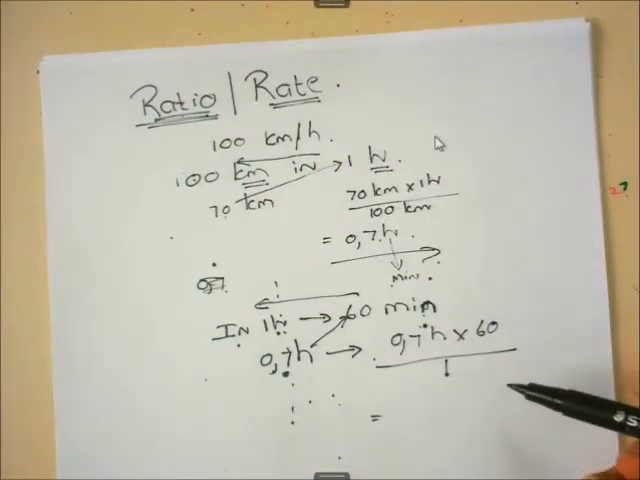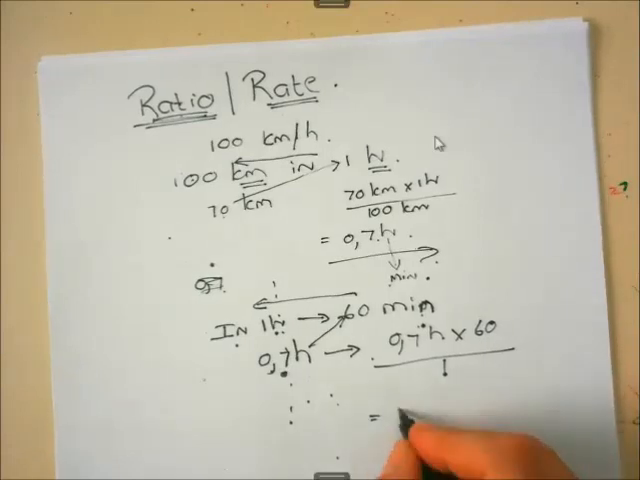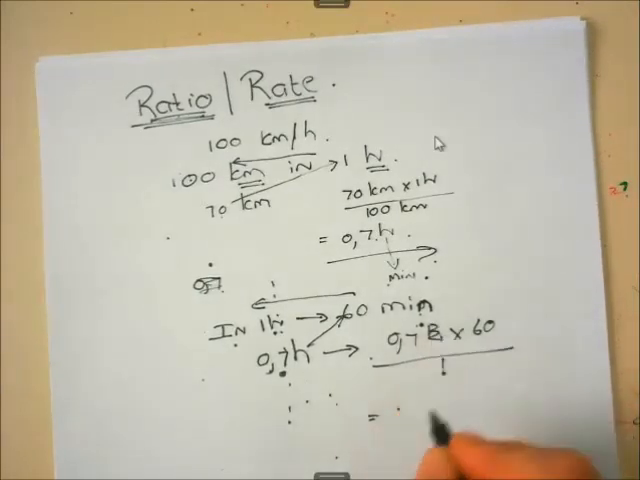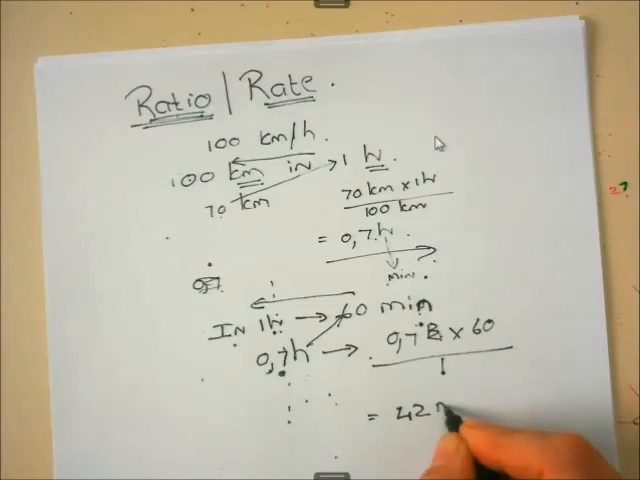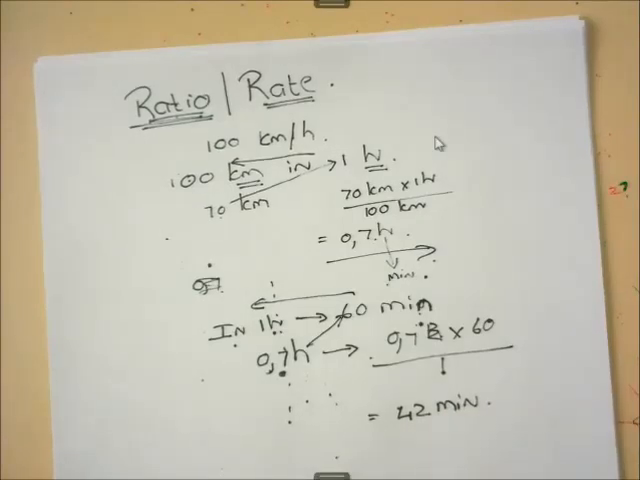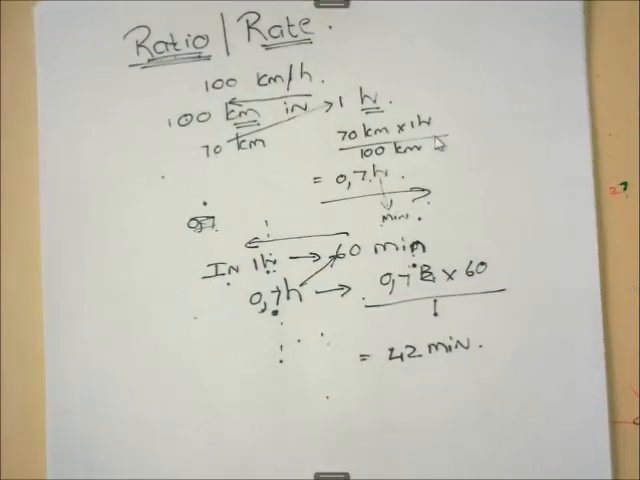Have you worked this out? It's 42 minutes. Okay? How many minutes are 0.7 hours? I have worked it out for you with ratio. If you want to, you can just remember to multiply by 60, but actually it's a ratio sum. Okay?